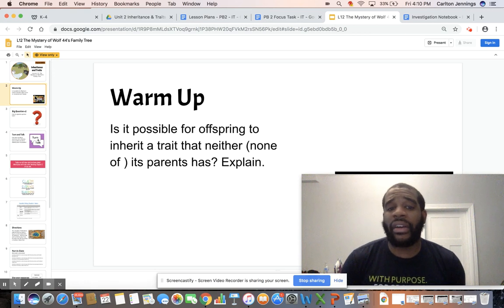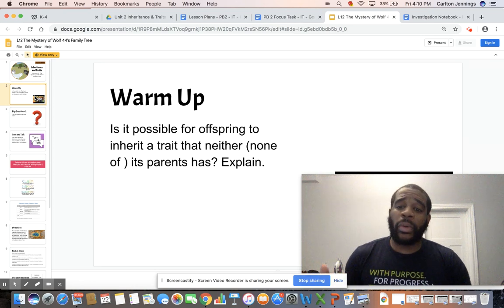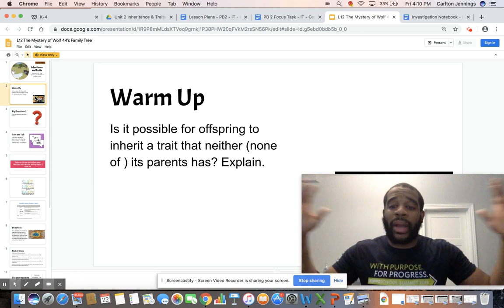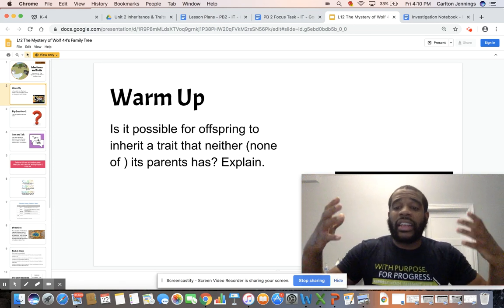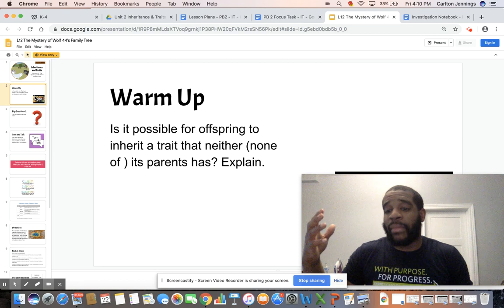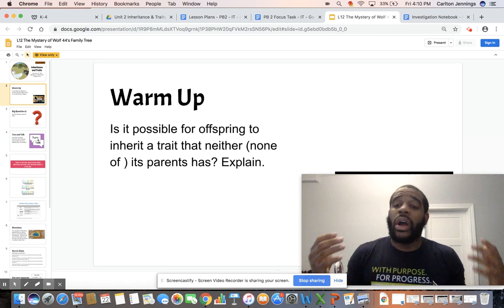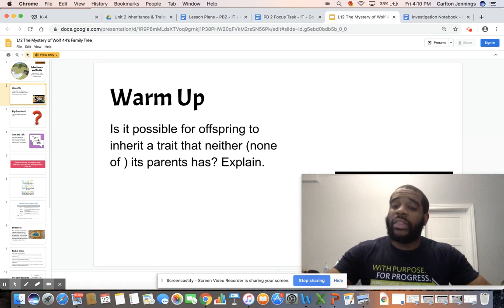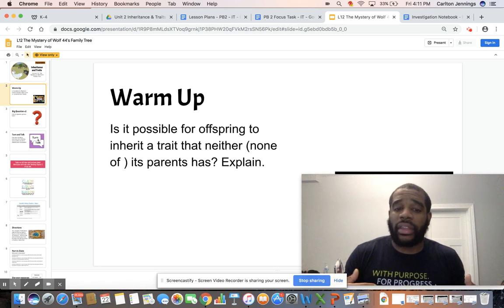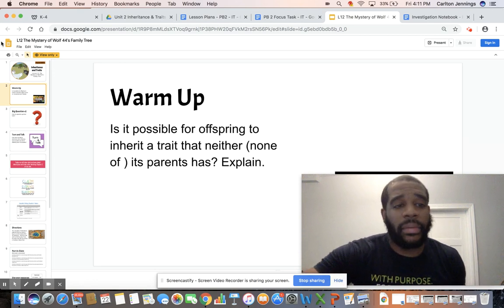It is not possible for offspring to inherit a trait that neither parent has. The offspring has to get genes and DNA or traits from its parents. So I have to get a beard from my dad. If my dad had no beard, then I can't have a beard. So whatever your parents have, your mom or dad, those traits you inherit. It can be from your mom or dad, but if both of them don't have those traits, then you won't have it.